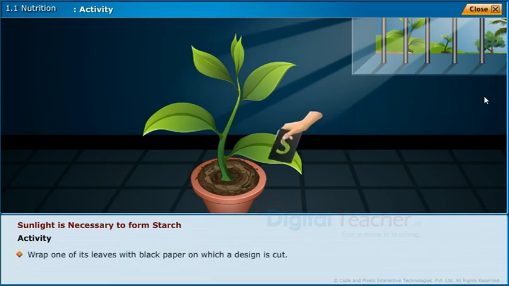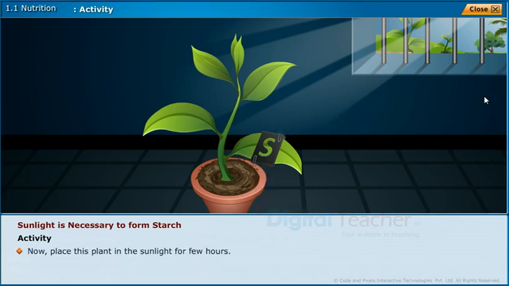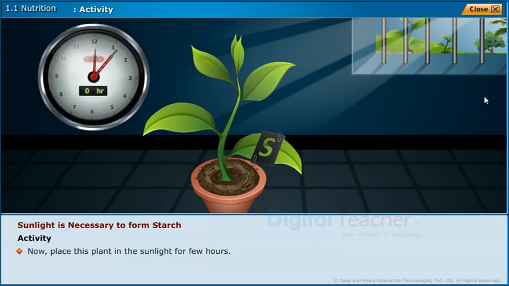Wrap one of its leaves with black paper on which a design is cut. Fix the black paper on the leaf with the help of clips such that light should not enter the dark part. Now, place this plant in the sunlight for a few hours.